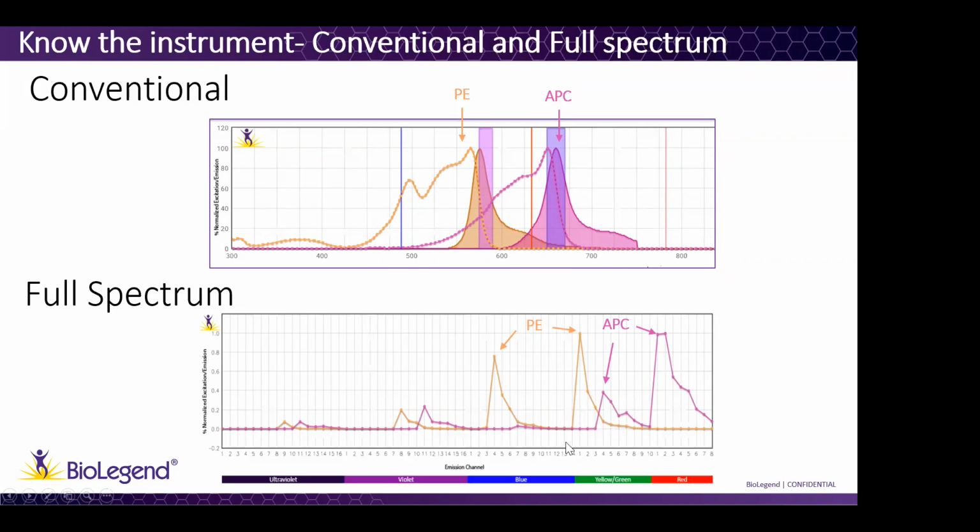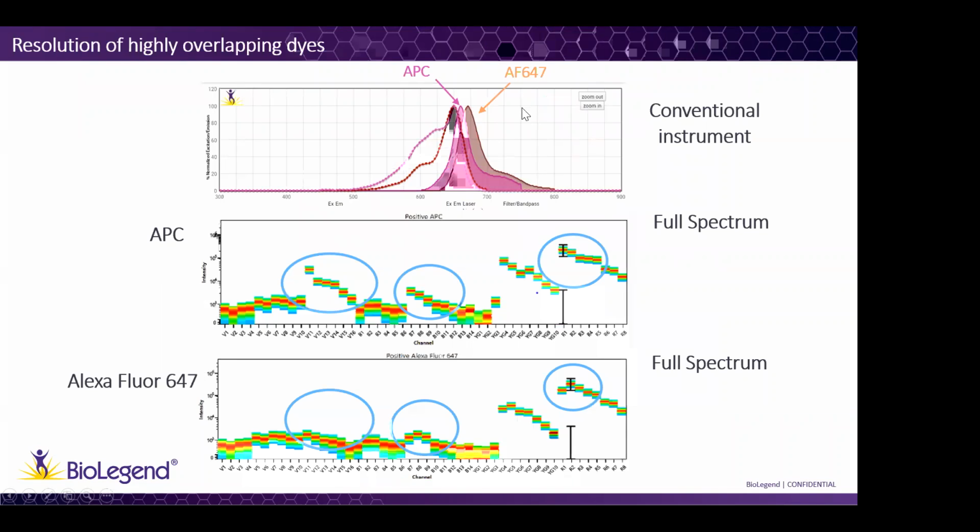So now somebody could ask what's the benefit of this? So for instance, if we have an APC and Alexa Fluor 647, which are both excited by the red laser, and so they are collected for the same detector, and then the emission maximums are overlapping really strongly. So normally in a conventional instrument, you wouldn't use these 2 fluors at the same time in the same panel. If you check their signature in the full spectrum instrument, you can see that the red laser signature here is really similar between these 2 fluors.